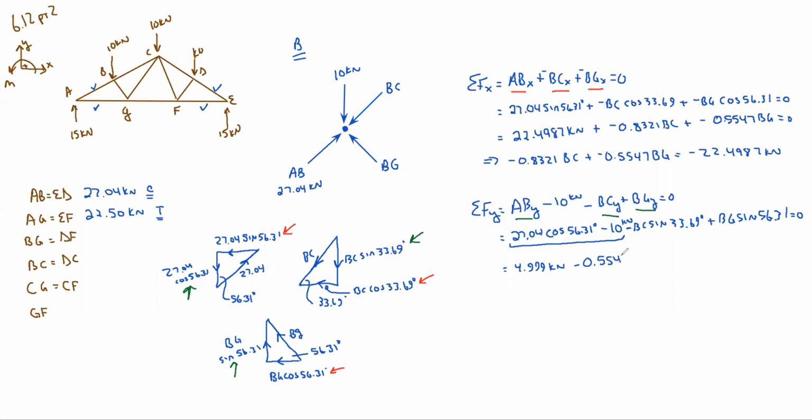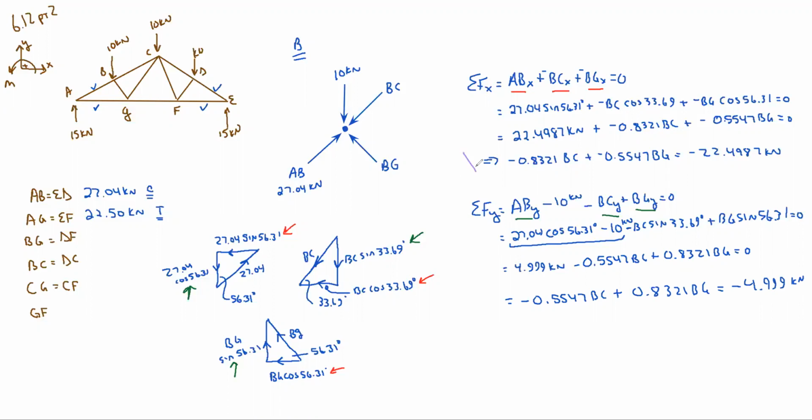Minus 0.5547 BC plus 0.8321 BG is equal to 0. Subtract 4.999 from both sides, leaving us with 0.5547 BC plus 0.8321 BG is equal to negative 4.999 kilonewtons. Oh boy. What do we have here?